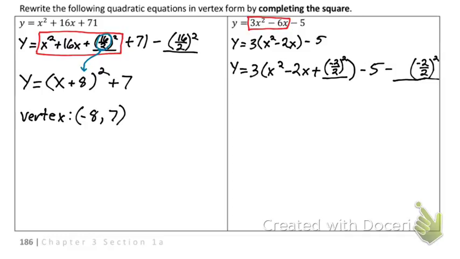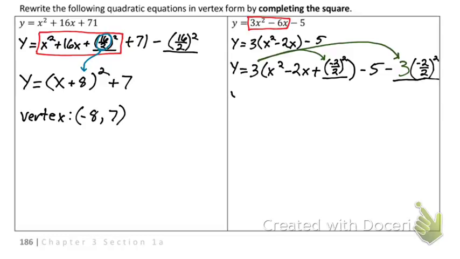So since this 3 needs to distribute there when we finish, you need to actually put that 3 out in front there. I have 3 of these, which means I need 3. If I'm adding 3 of them, I need to take away 3 of them.